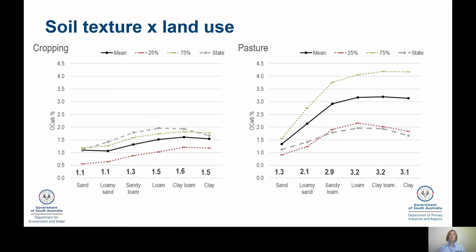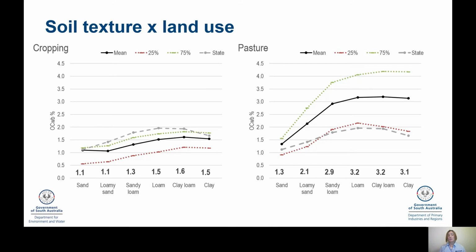What we can tell too is look at soil texture by land use. So here we have cropping on the left and pasture on the right. On the y-axis, we have the organic carbon, and again measured with the Walkley-Black method. And down the bottom there, we have soil texture. So we have increasing values from sand to the left to clay to the right.